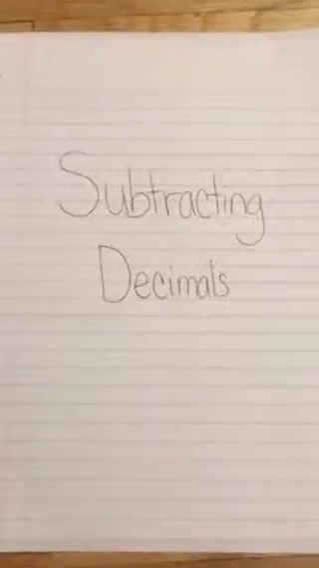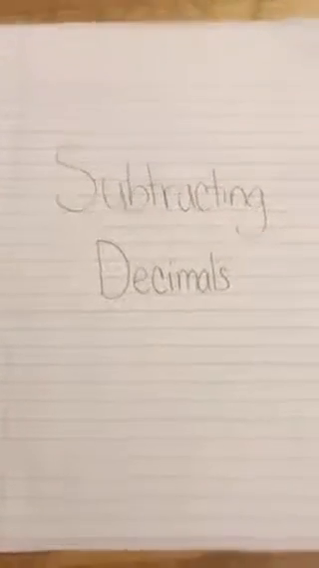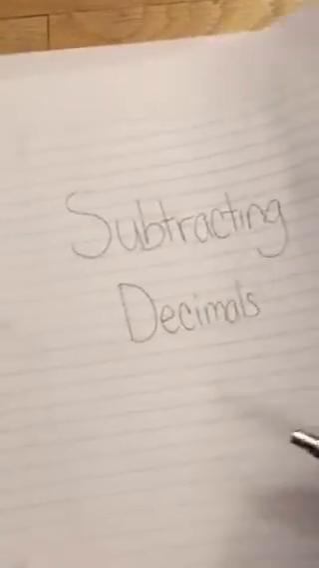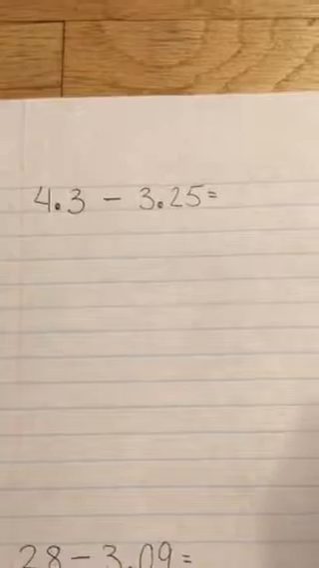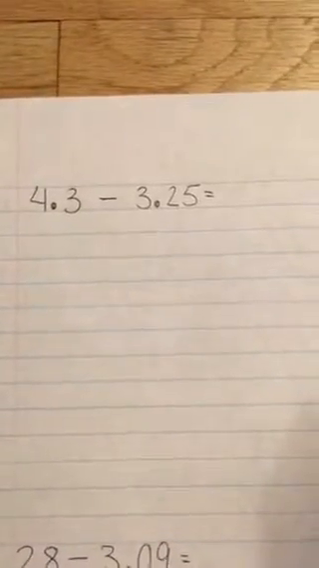Today we are going to try two examples of subtracting decimals. Let's take a look at the first. 4 3/10 minus 3 25/100.